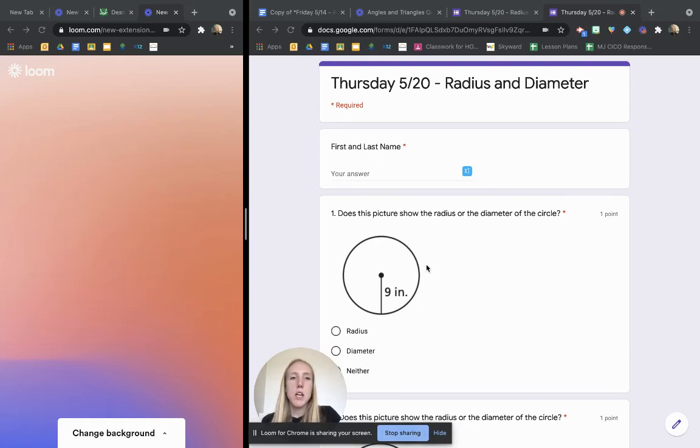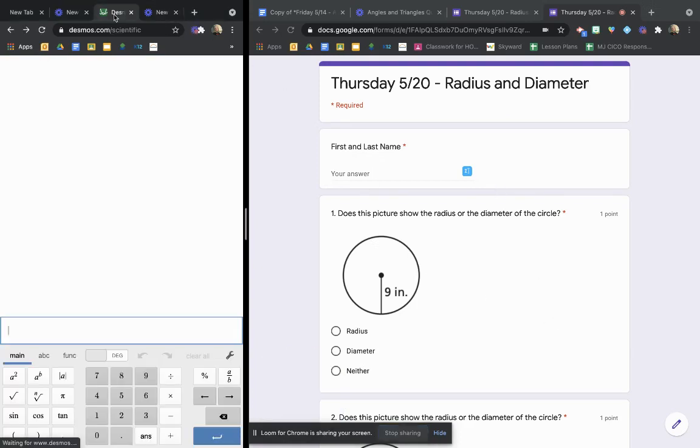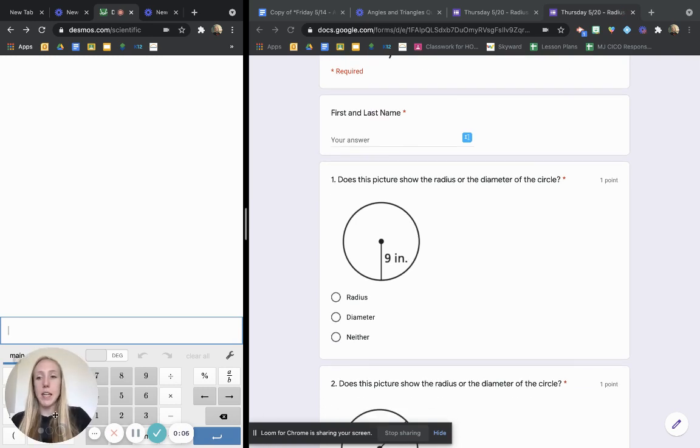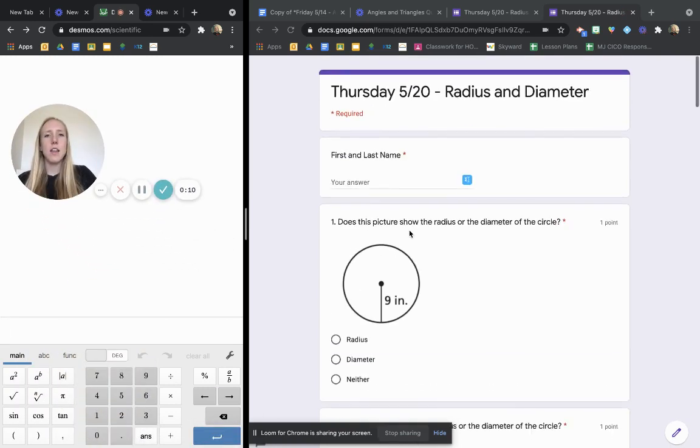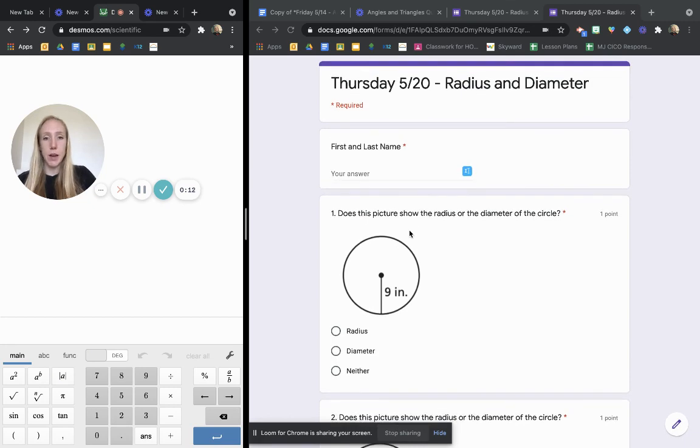Hey everyone. Today we are going over the assignment that we did yesterday, which is the radius and diameter assignment, talking about radius and diameter of circles. And so we're going to go over this assignment because it's very important you know the difference between radius and diameter. And I want you to make sure that you get this assignment like 100% correct. Just so that when we move on to doing other things with circles, when I say radius, you know what that is. When I say diameter, you know what that is.